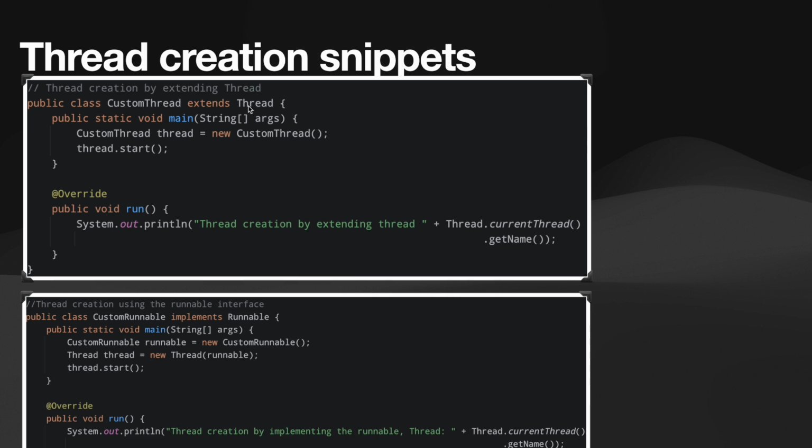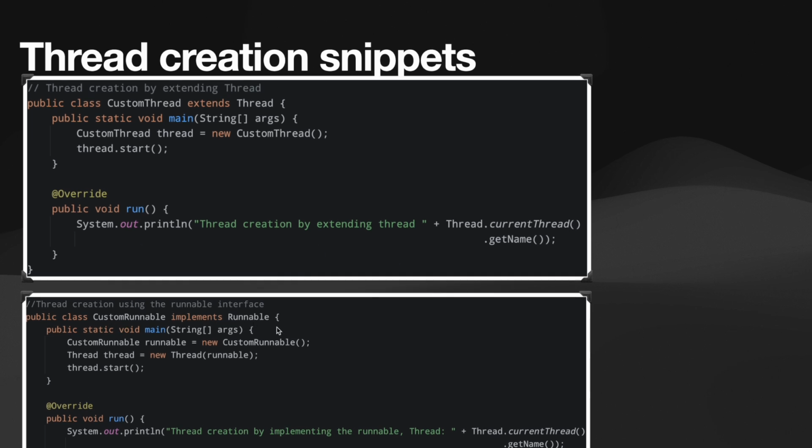So here we are having a custom thread, we are extending Thread, and we are overriding the run method here, and we will be creating the instance of that custom thread. We will call the start method, which will execute this particular run method in a separate stack.